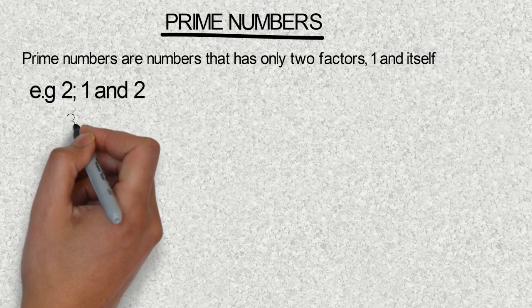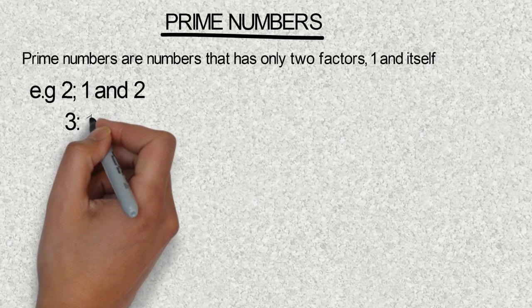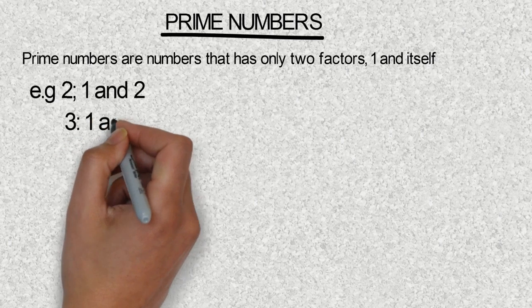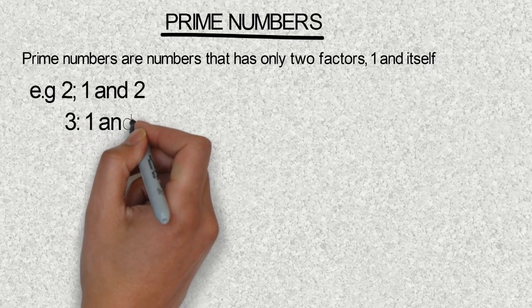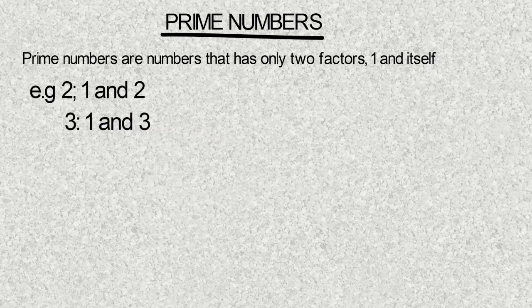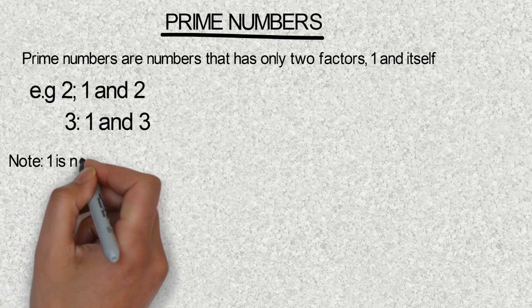Let's look at 3. 3 has factors 1 and 3. Can you see that? So just 2 factors. So 3 also is a prime number.